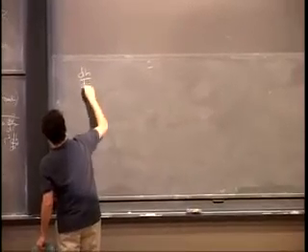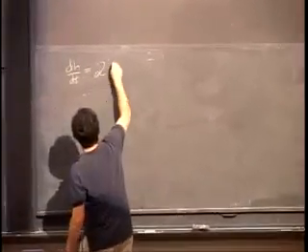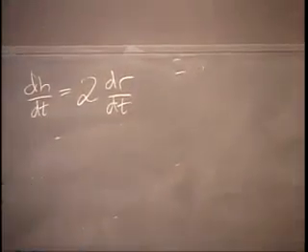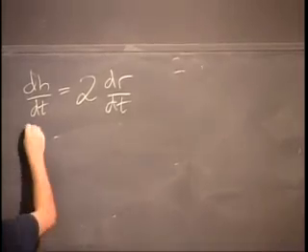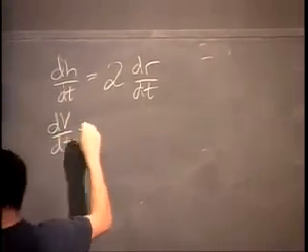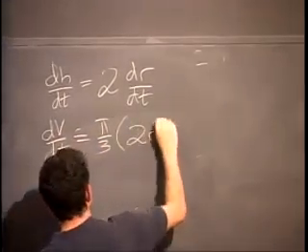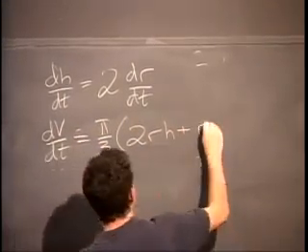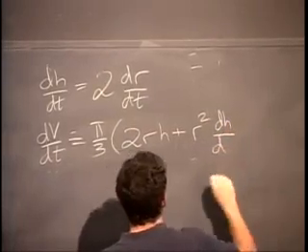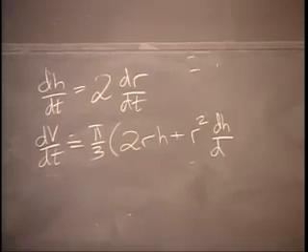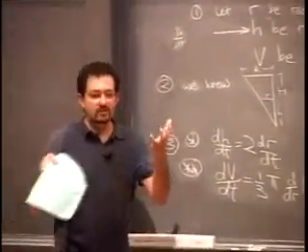So, let's just summarize those equations. I have dh/dt equals 2 dr/dt. And I have just found that dV/dt is 1/3 pi, 2rh plus r squared dh/dr. What the hell? Who said anything about d/dr? Oh man, I'm really losing the plot here. Would you please come back over here? Why didn't anyone say anything?